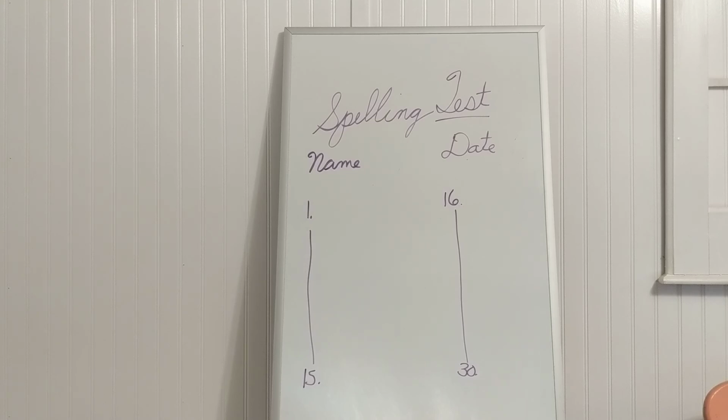Number 29, Caribbean Sea. The Caribbean Sea is bounded by the coast of Central and South America and the West Indies. Caribbean Sea. Remember, you also can say it Caribbean Sea. And number 30, Pacific Ocean. The Pacific Ocean forms the western border of the United States. Pacific Ocean.